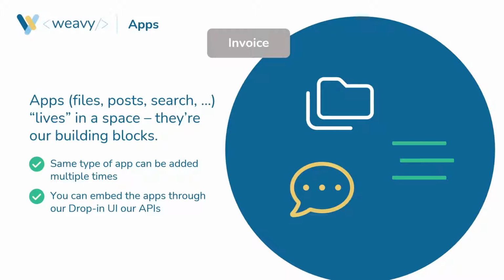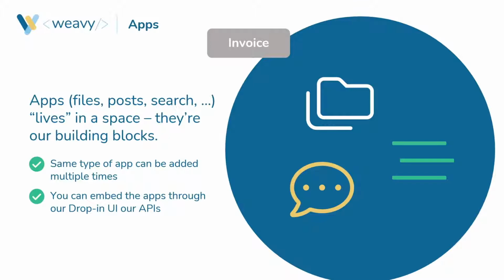You can add one or more apps, and they can be the same apps. So you can have several files apps and several post apps for different reasons. Let's say in your app you have different permission levels. When I look at this invoice, I have different permissions for what I can do.